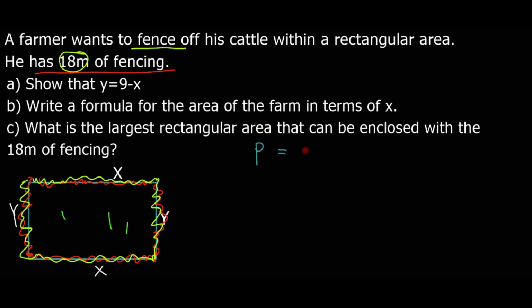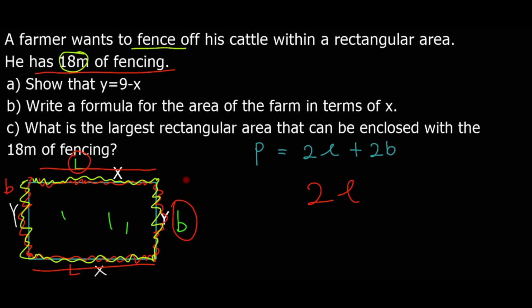Perimeter equals 2L plus 2B. This is the length and this is the breadth, and the distance is around this shape. Remember this is L, and this is also L. So this distance plus this distance is 2L, because L plus L. And this is B, and this one is also B. So this distance and this distance is B plus B. That is why it is 2L plus 2B.